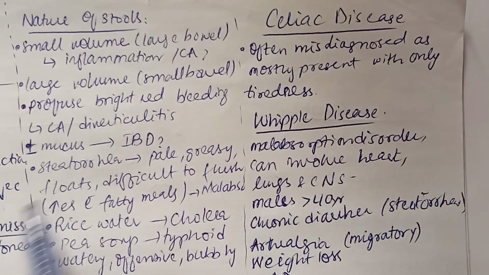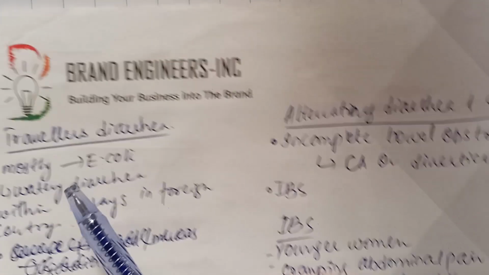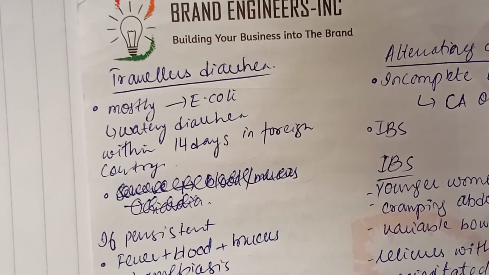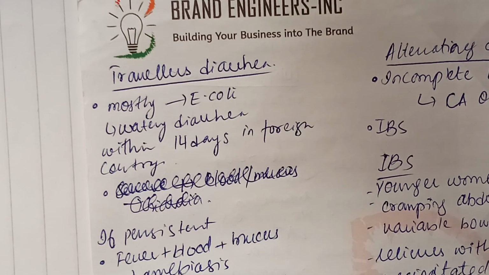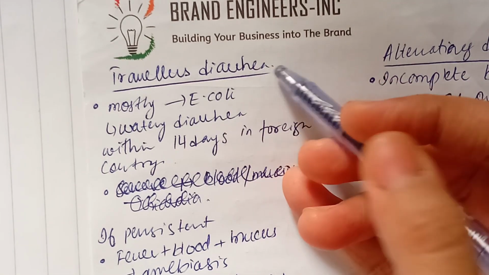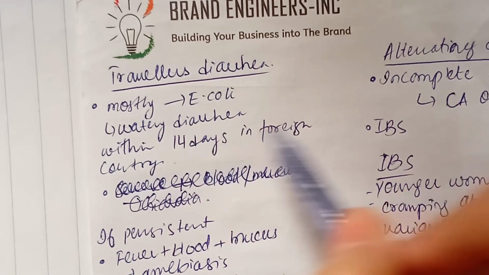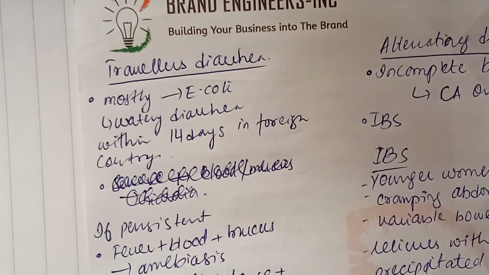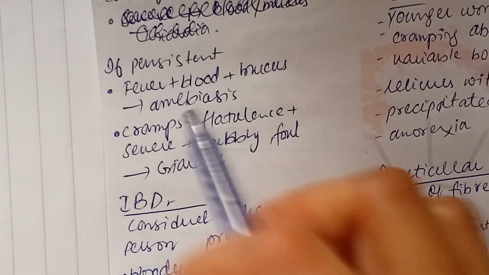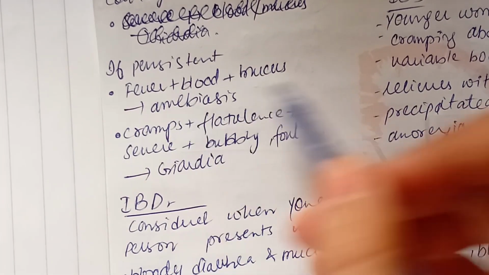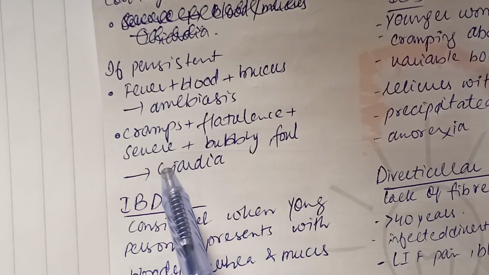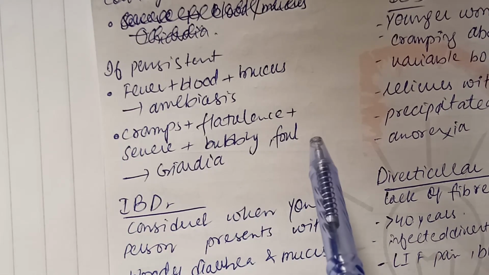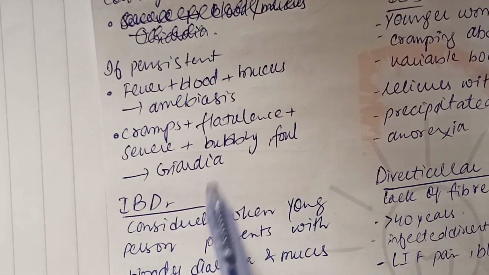Moving forward with diarrhea, traveler's diarrhea is also one of the very important causes of diarrhea. In those who have a recent history of overseas travel, it is mostly due to E. coli, and there would be watery diarrhea within 14 days of return from a foreign country. If the diarrhea is persistent and there is fever, blood, and mucus, it can point towards amoebiasis. And if there are cramps, flatulence, and severe, bubbly, foul-smelling diarrhea, it can be giardia.